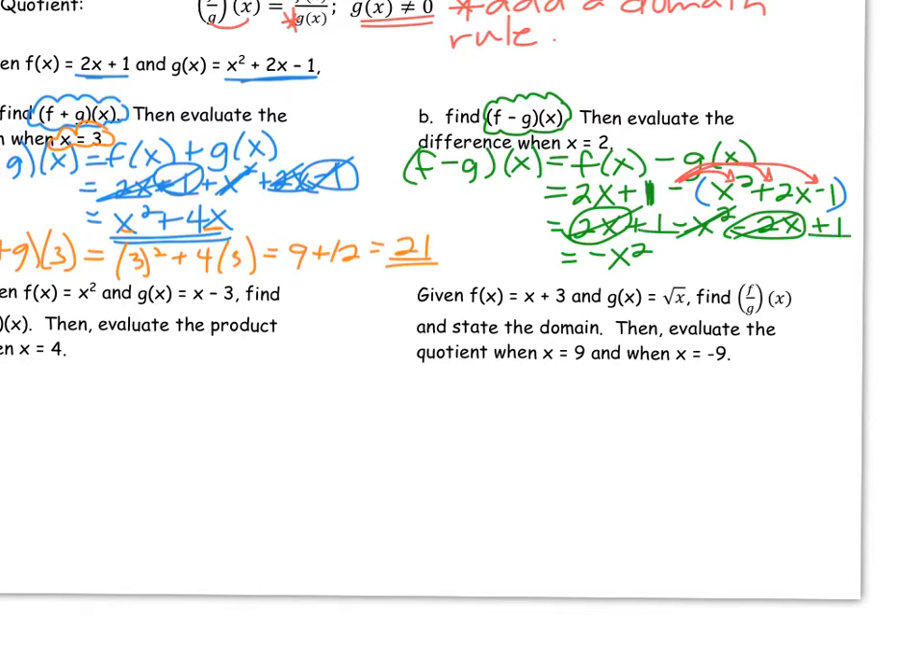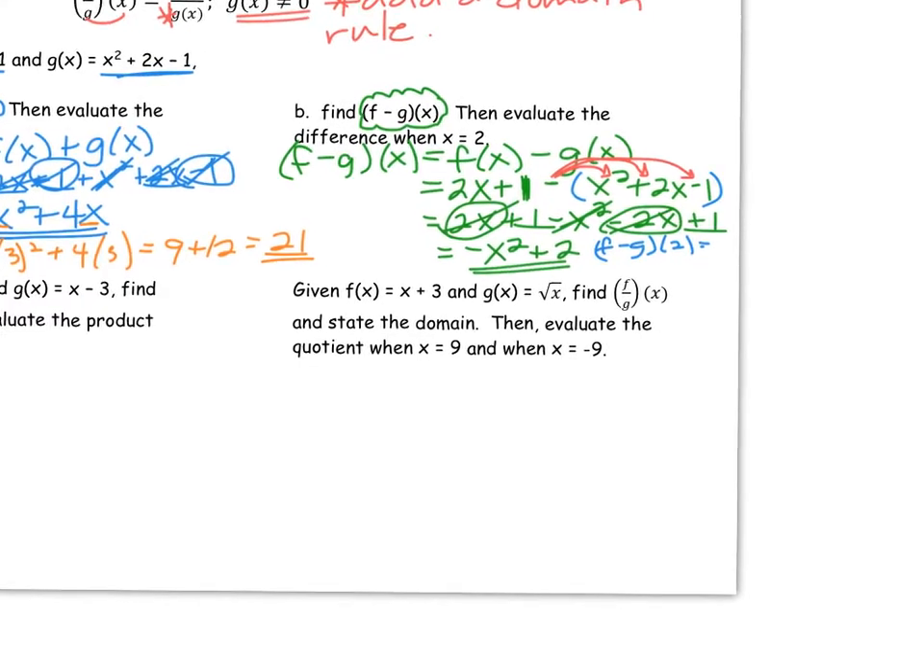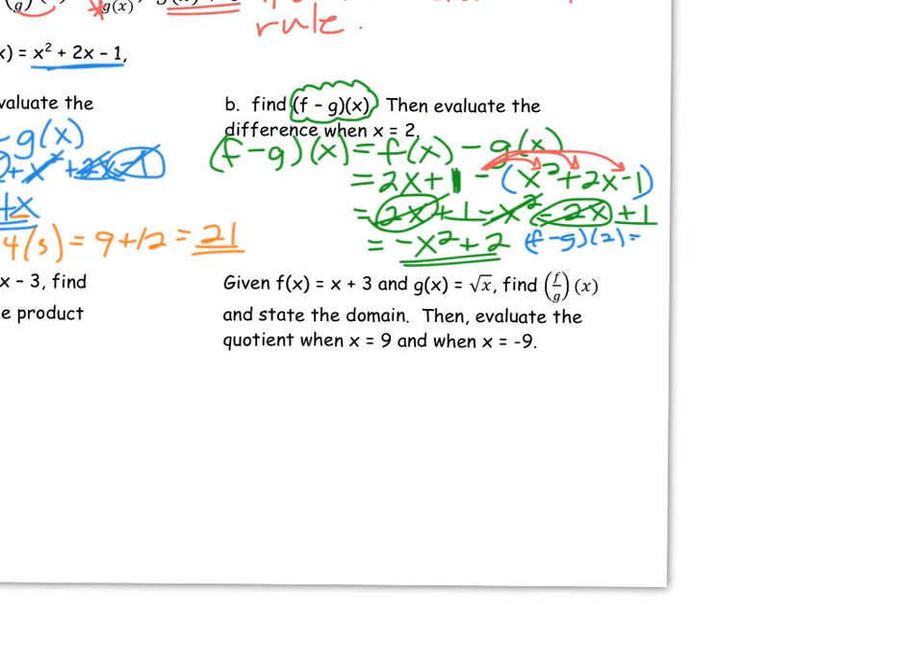And 1 plus 1 is 2. So this is our composite, or our difference for f minus g of x. Then we have to go back and plug in f of 2, and I am so out of room right now. So if I plug in f minus g of 2, I'm just going to slide my screen over here for a second. There we go. That would be negative 2 squared plus 2.